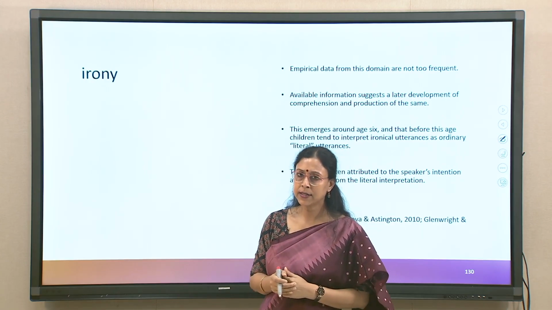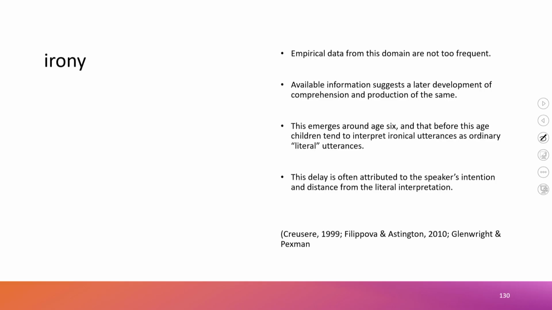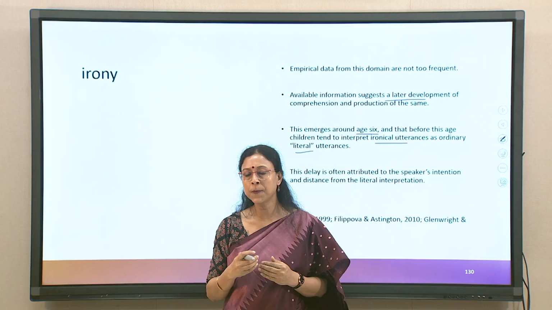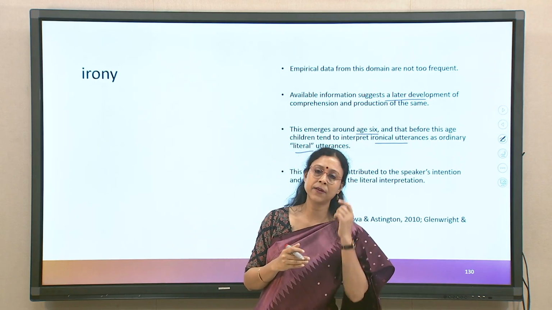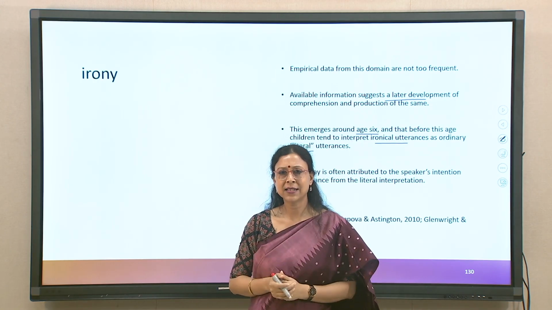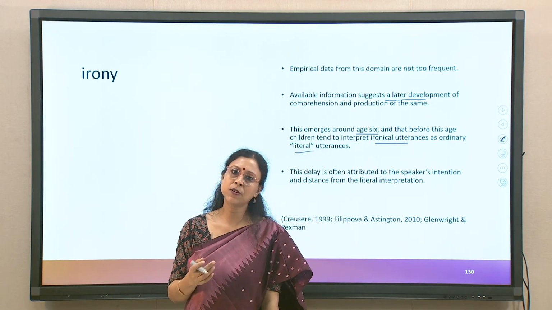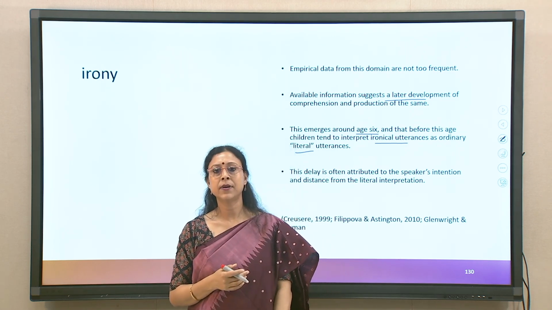The last pointer in this, we are talking about irony. In this domain also data is not very rich. However, some available information suggests that children have a later development of the comprehension and production of irony as well. This emerges around age 6, and before this age children tend to interpret even ironical utterances as a literal utterance. So, they do not get the irony. This delay is often attributed to the speaker's intention and distance from the literal interpretation. So, for the child to understand that the speaker is distancing himself from the literal interpretation, all of that takes a little bit of time. So, younger children before 6 years of age do not do very well in interpreting irony.